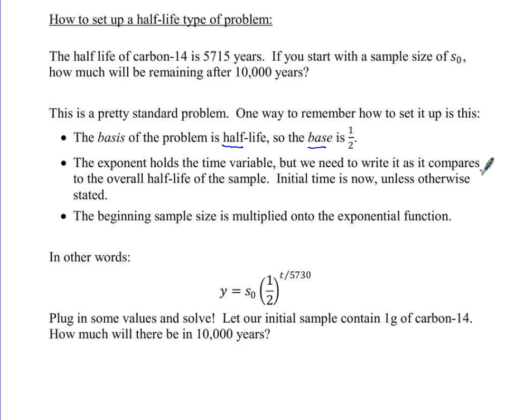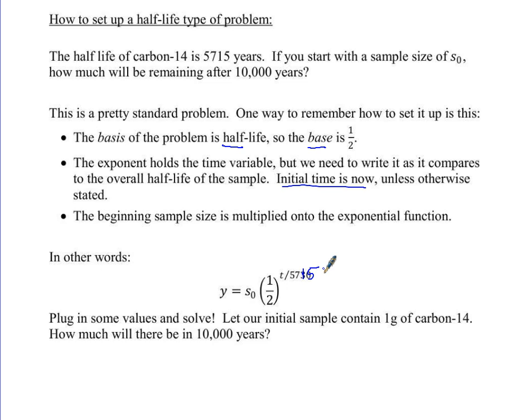So in this case, the half-life is 5,715 years. The initial time is always now, unless they otherwise have stated that. So call it now, and then in the future is the result of your problem. The beginning sample size is multiplied onto the exponential function. So whatever that constant is gets multiplied on to the 1/2 to the whatever power. You wind up with this result. So it should be t divided by 5715.